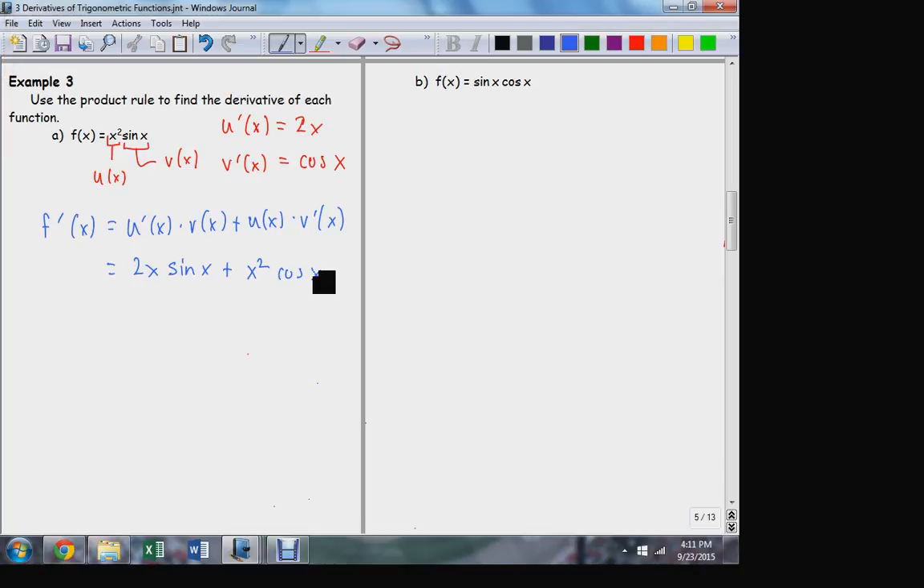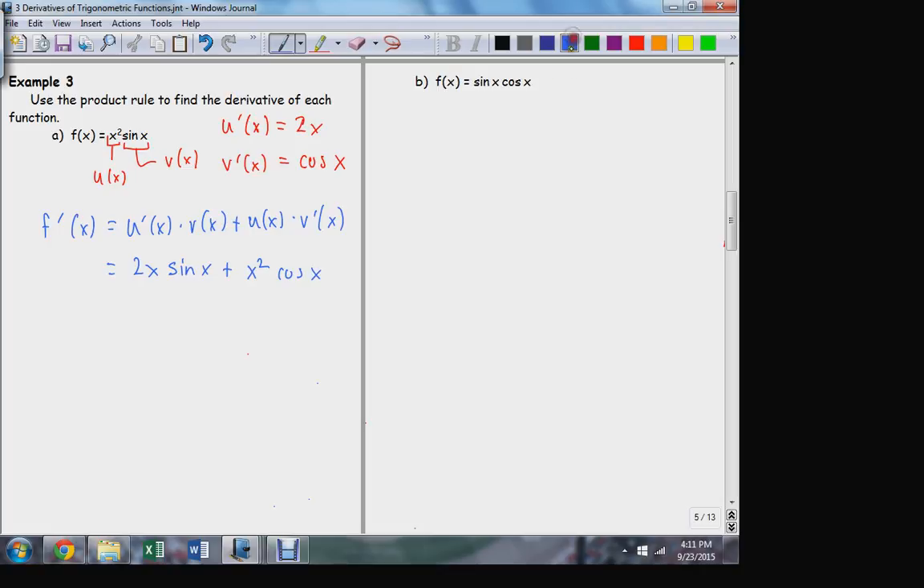But this is much more complicated than the original function. It contains multiple factors. In fact, now I've introduced a second trigonometric operator, cosine, as well as a new variable term. But once I recognized that as a product and I was able to assign function names to my factors, it's just a question of substituting into the formula.